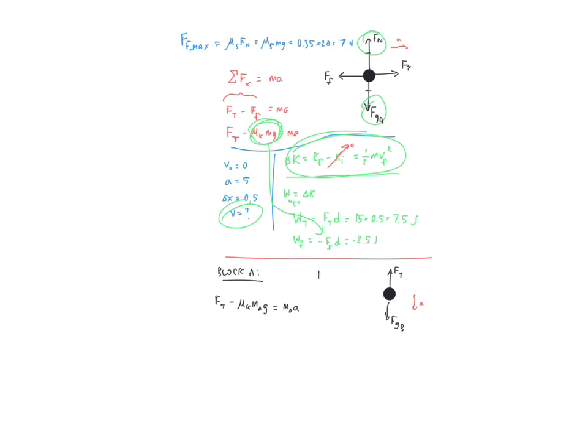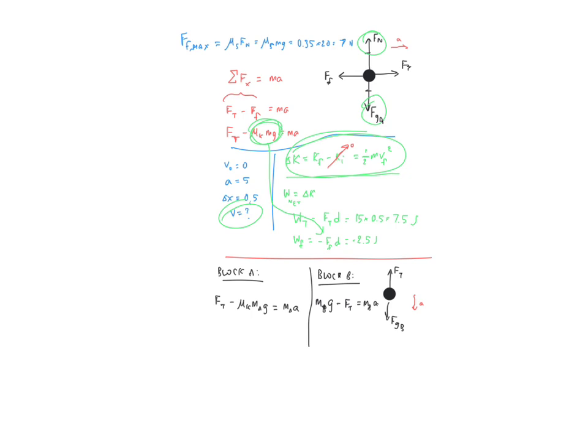And then for block B, the hanging block, we'll define downward as the positive direction, since that's the way the acceleration is. So for the downward direction, we have the gravitational force, that's going to be mg, the mass of block B times g, minus the upward force of tension, is equal to the mass of block B times its acceleration. Now we have two equations with two unknowns. The two unknowns are FT and a. Everything else in both of these equations is known, so you can solve those two equations simultaneously to get the answers to parts E and F.